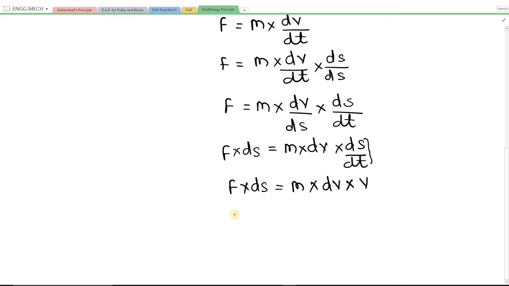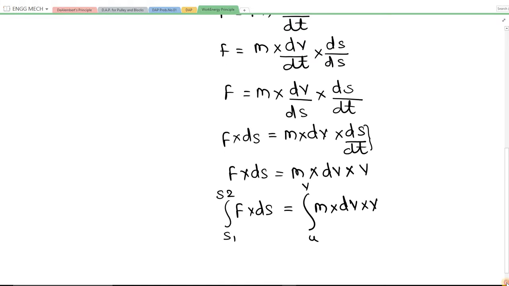Then we will be putting some exact integrals over here. We will be integrating these equations on LHS as well as RHS with proper limits. Therefore, we can write it as f into ds, with limits S1 and S2, displacement from the initial point up to the final point. Then the integral here will be from initial to final velocity, m into dv into v.